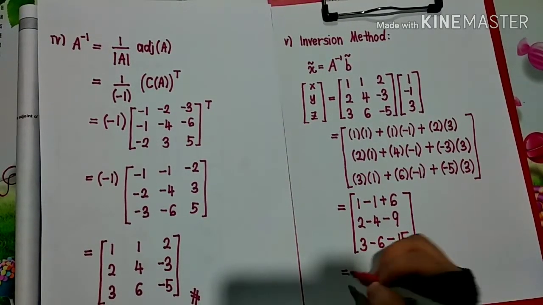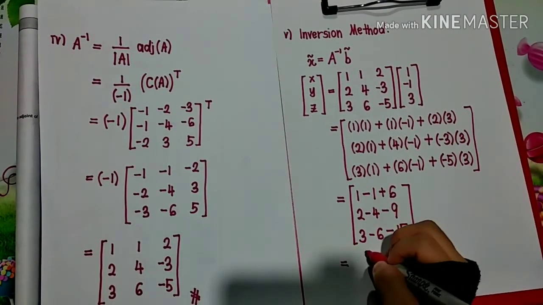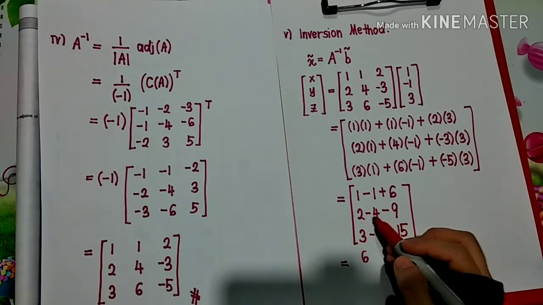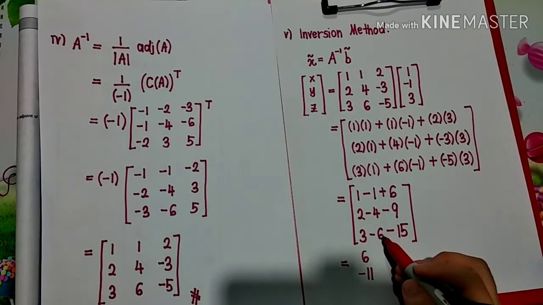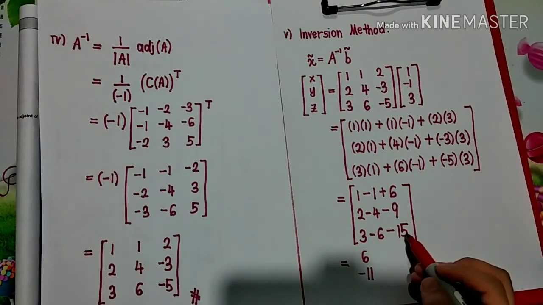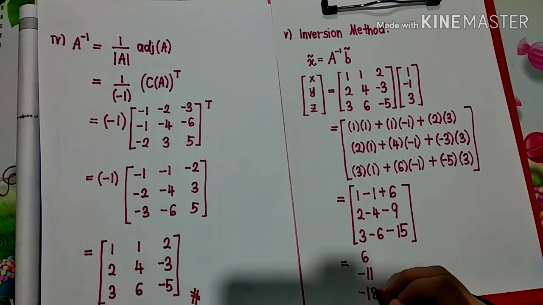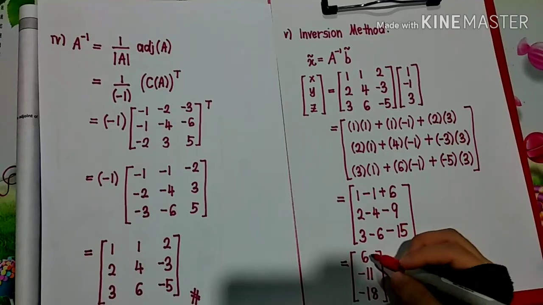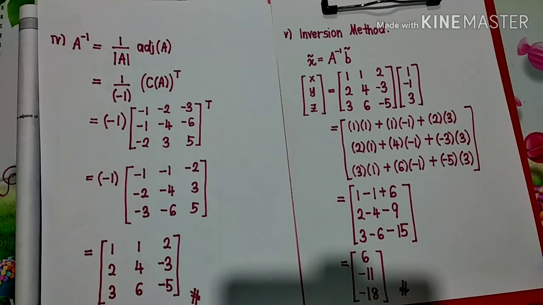Then we solve this one to get the values of x, y, z. So 1 minus 1 is 0 plus 6, you will get here 6. 2 minus 4, negative 2 minus 9, negative 11. So 3 minus 6, you will get here negative 3 minus 15, you will get here negative 18. So the value of x here is 6, y negative 11, z negative 18.